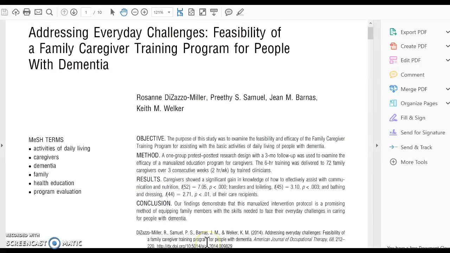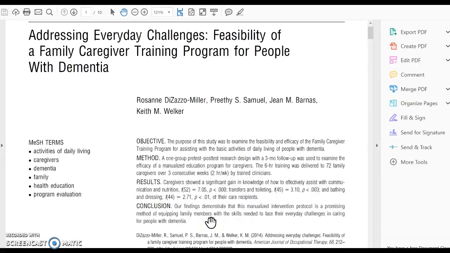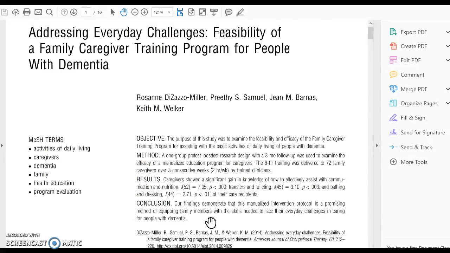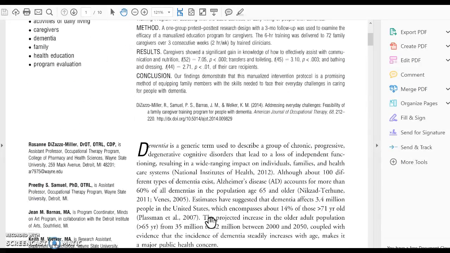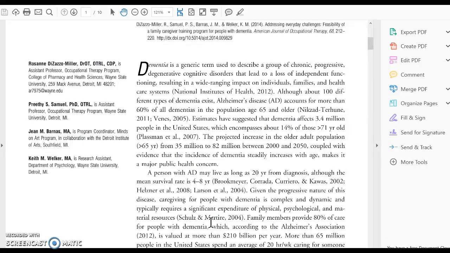So the one that we're looking at right now is addressing everyday challenges, feasibility of a family caregiver training program for people with dementia. Okay. I'm not going to go into detail about the entire article because we've read this. Plus, it'll leave some things for discussion.